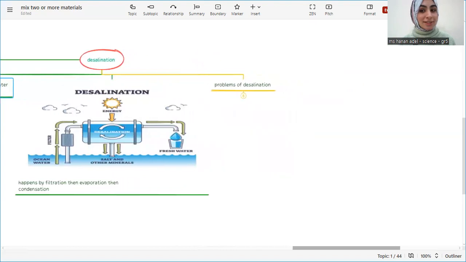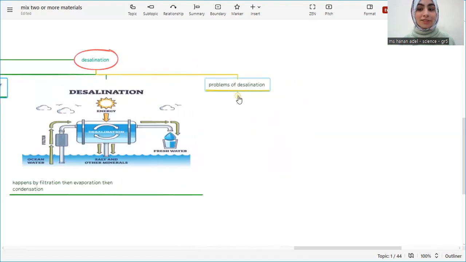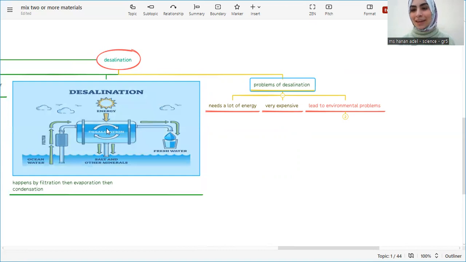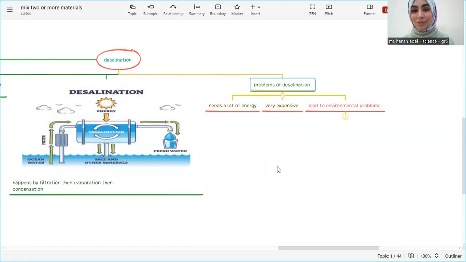This is desalination. It looks like a very important process. But does it have any problems when we apply it? Yep, it has 3 problems actually. It needs a lot of energy when we apply it, especially for the evaporation. It needs a lot of heat energy to apply evaporation. It's very expensive. It needs money. Everything is very expensive actually.